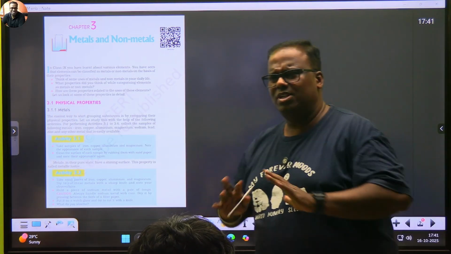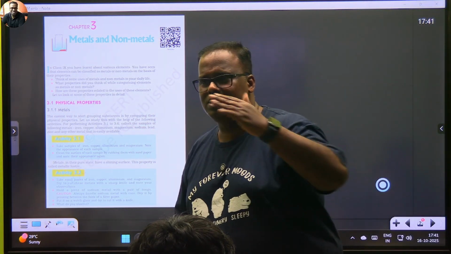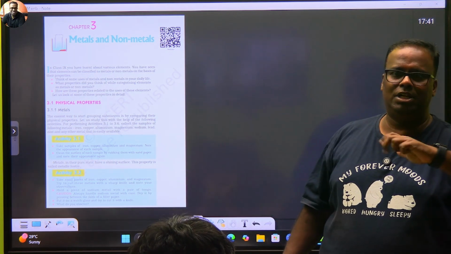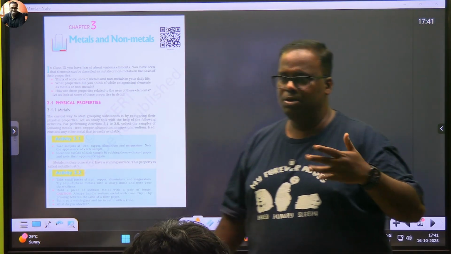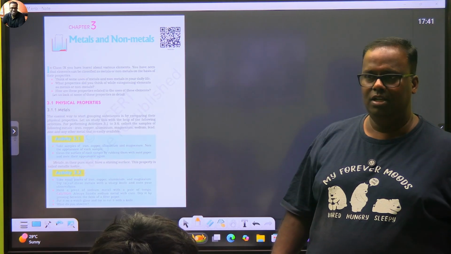The whole periodic table is divided into metals, non-metals, and there are certain metalloids. I hope you know what metalloids are. Metalloids have properties of metal as well as non-metal, like silicon, germanium. Metalloids play a vast role in the semiconductor industry. Everything that you see on the left are metals. Everything that you see on the right are non-metals.